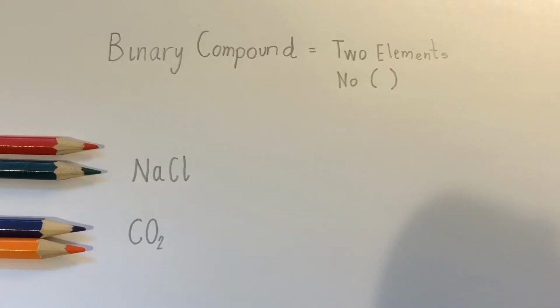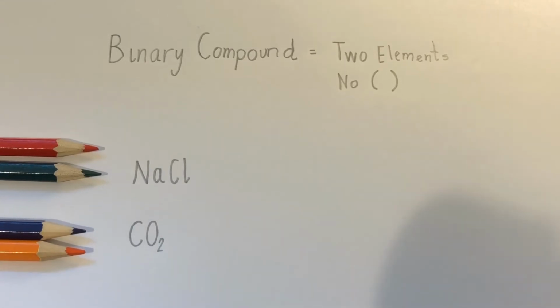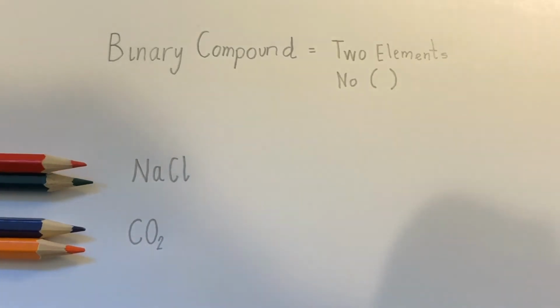You'll recognize a binary formula because you'll only see 2 elements written in the formula, and a binary formula will never contain parentheses. These can come in either an ionic or covalent form, but for this activity we can draw each of these molecules the same way whether it's ionic or covalent. First thing you need to do is identify each element in the formula, and we're just going to choose a color to represent each of those elements.